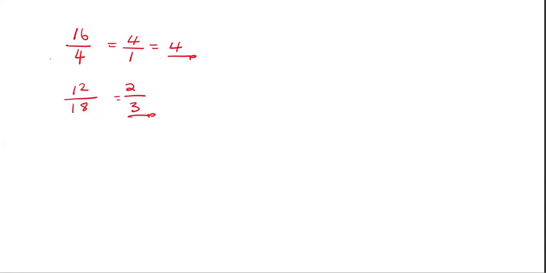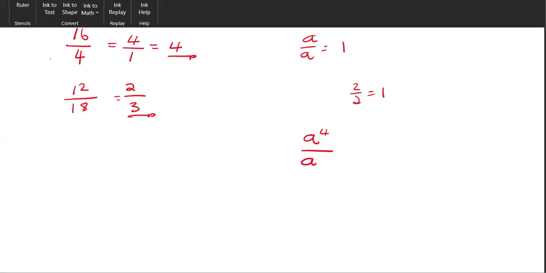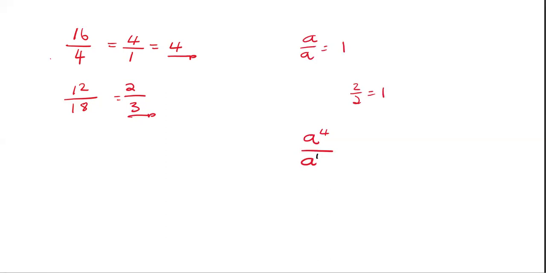Now, if I look at variables, let us say I have a over a. First and foremost, this is equal to 1. This is the same as 2 over 2. This gives you 1. Any number divided by itself is 1. Now, if, for example, I have a exponent 4 divided by, let's just say, a. So in this case, if it's just a, you always have to remember that there's an invisible 1 here.